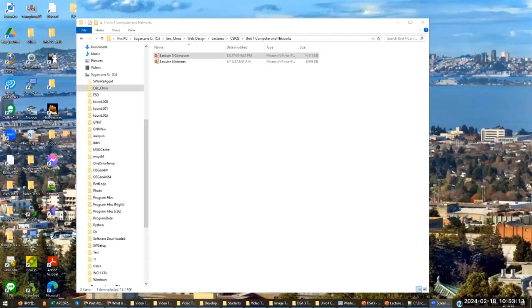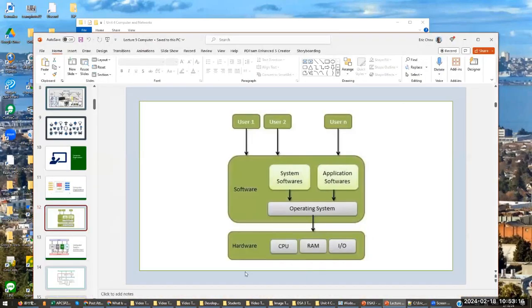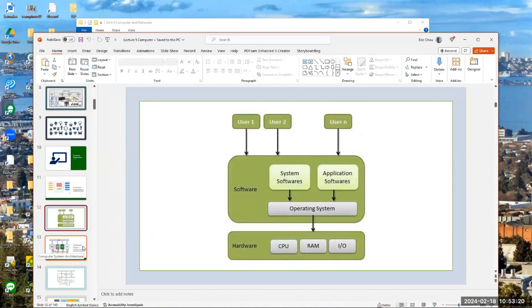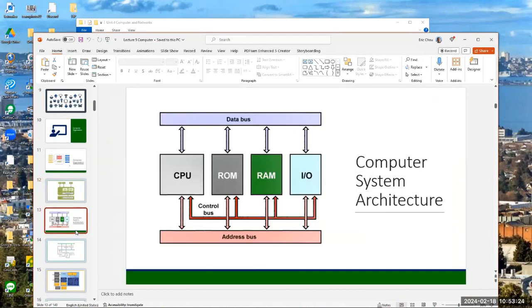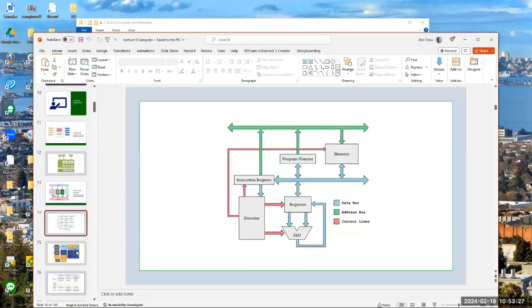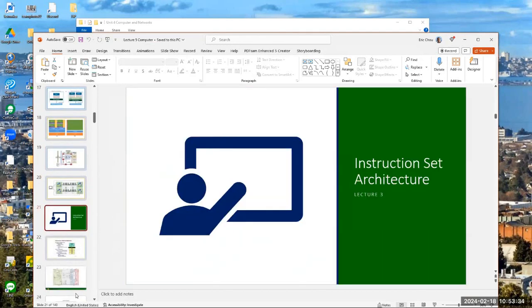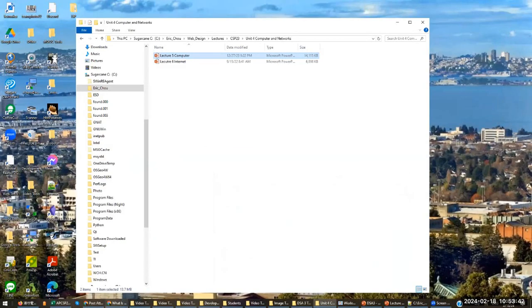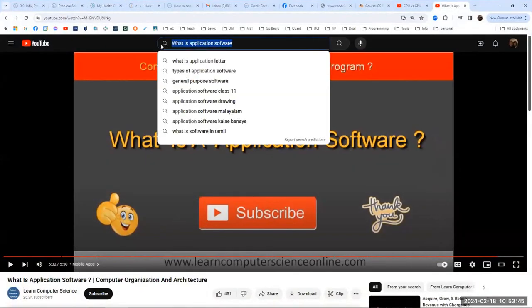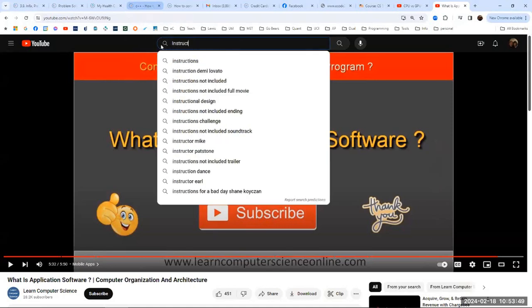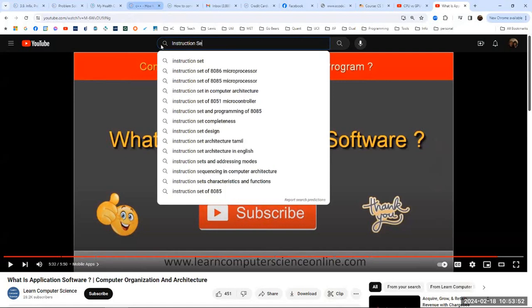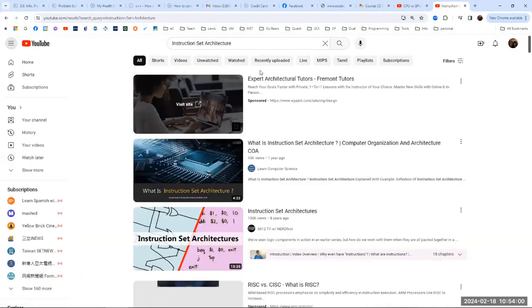Okay, I will give you a small test, making sure you understand what is the system software. You need to know about system architecture. This will give several examples. Instruction set architecture, ISA. This one is a little bit complicated, but let's actually look at the video.